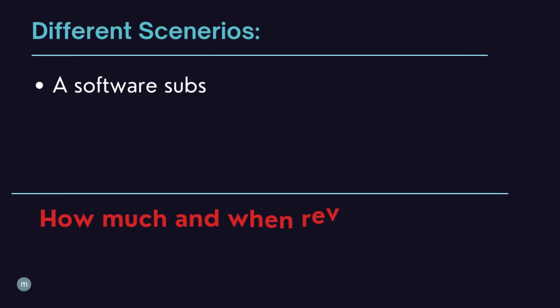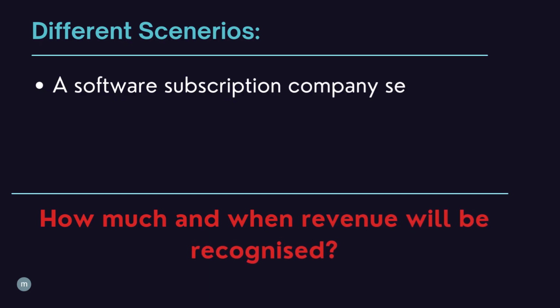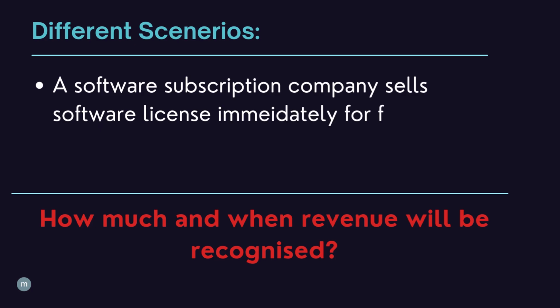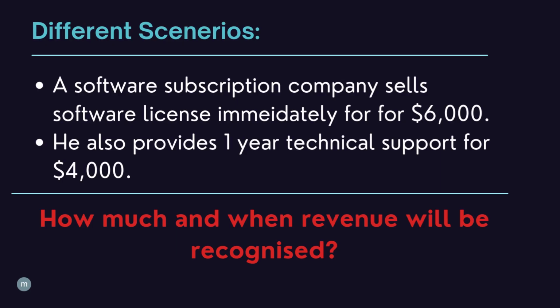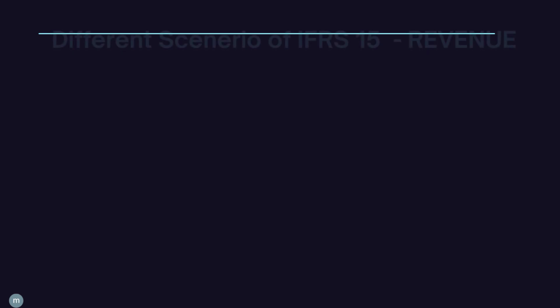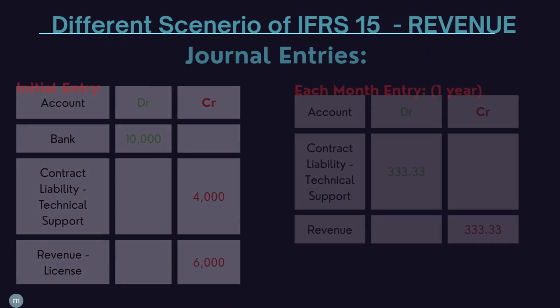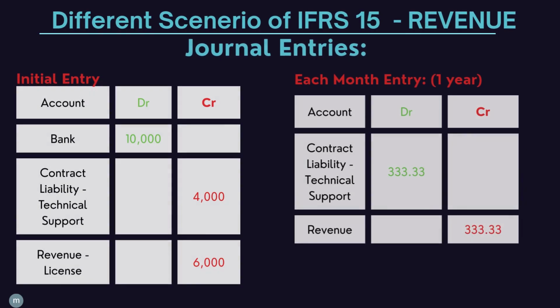Let's move forward to another classic example, a software license plus technical support. So imagine a company sells a software license for $6,000 and also provides 1 year of tech support for $4,000. The customer pays the full $10,000 upfront. So what is going to be the revenue treatment? Here is the catch. The company cannot record $10,000 as revenue on day one because under IFRS 15 there are two different promises, or two different performance obligations, here.